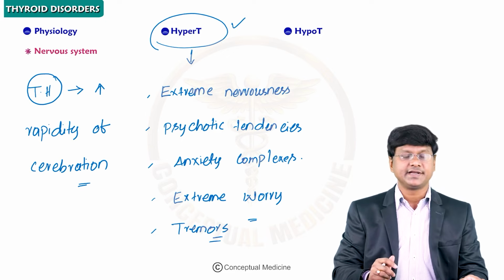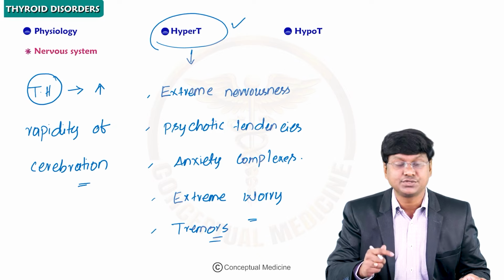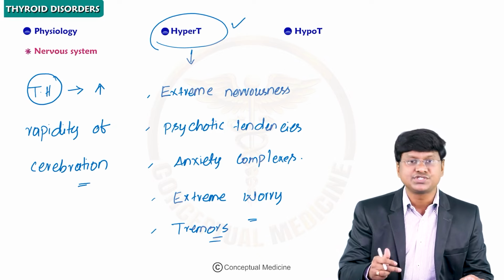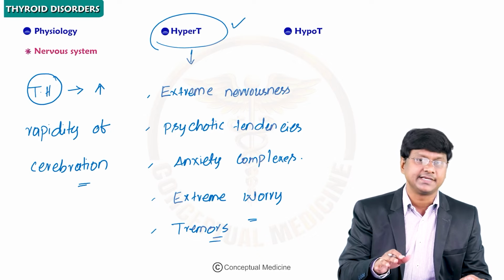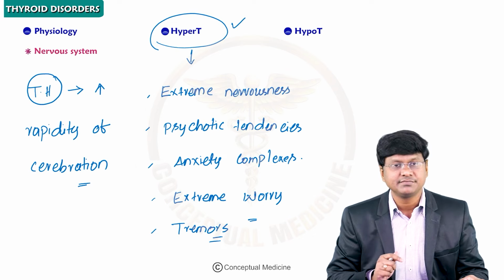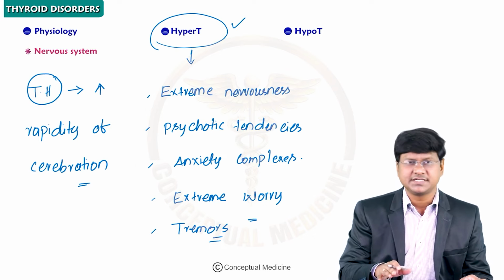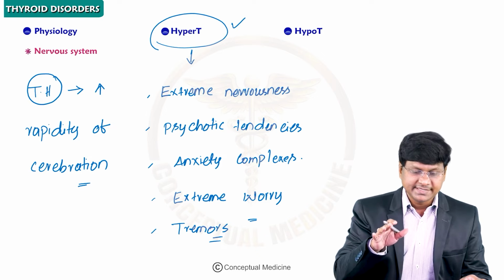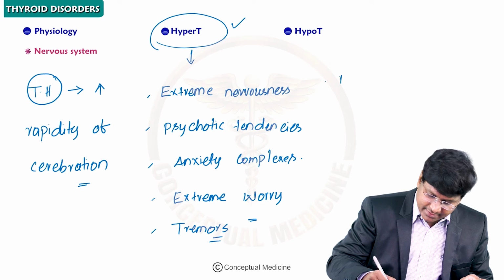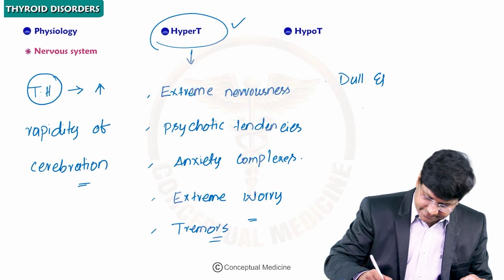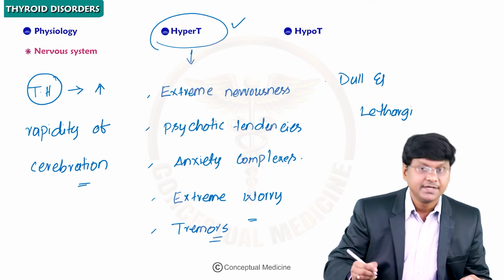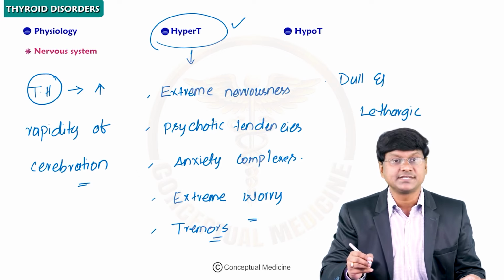And how can you elicit the tremors? You should ask the individual to outstretch the hand. Once the individual outstretches the hand, you can elicit the presence of the tremors over the fingers. And in hypothyroidism, what will happen? There will be decreased cerebration, in the sense, there will be decreased cerebral neuronal stimulation. The individual will be dull and lethargic.